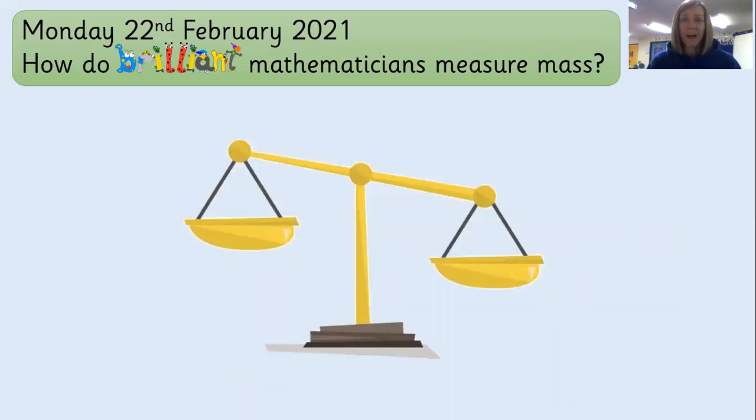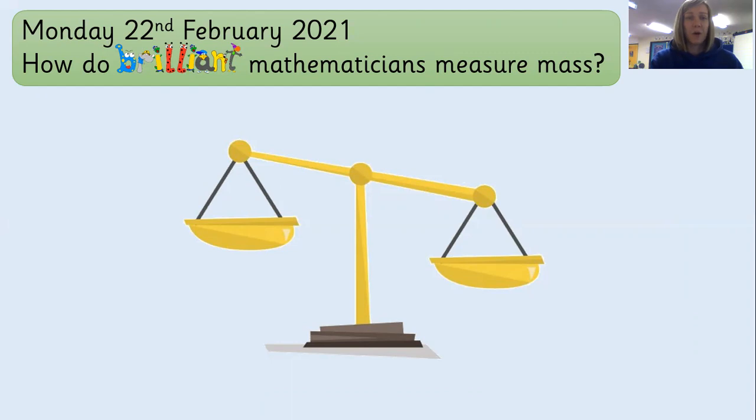How do brilliant mathematicians measure mass? And remember, mass is when we are finding out about the weight of something. So here on our screen, I have got some balance scales. And when we use balance scales, they tip from one height to another to show you which object is heavier and which object is lighter.